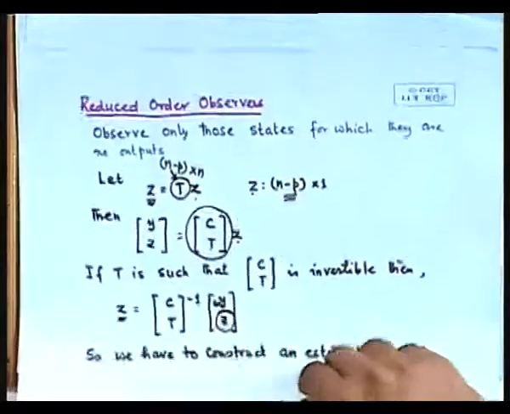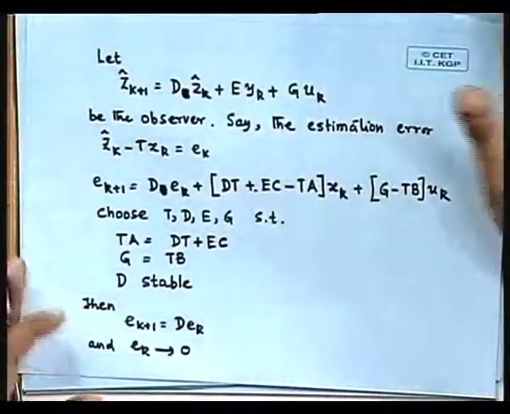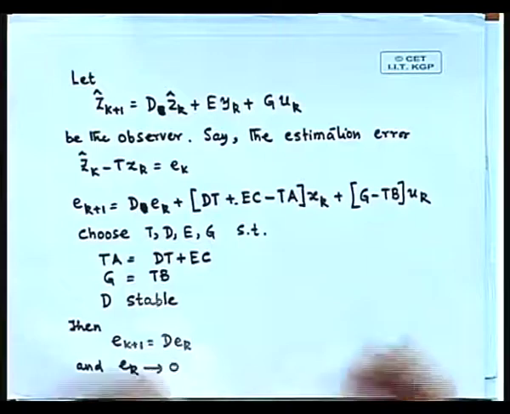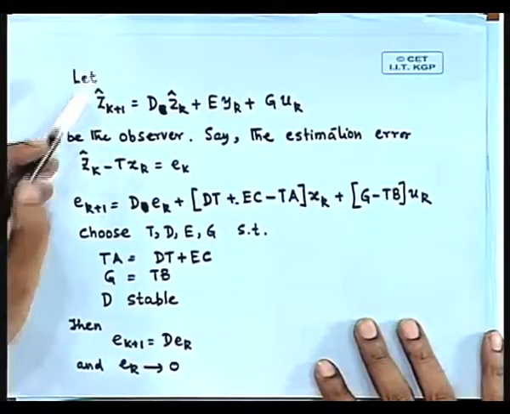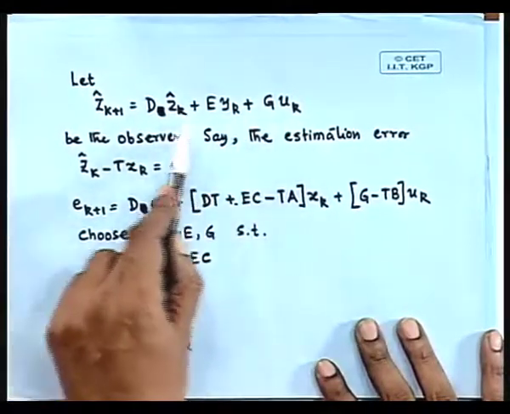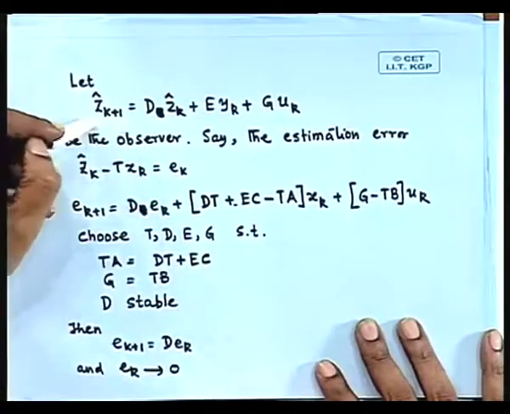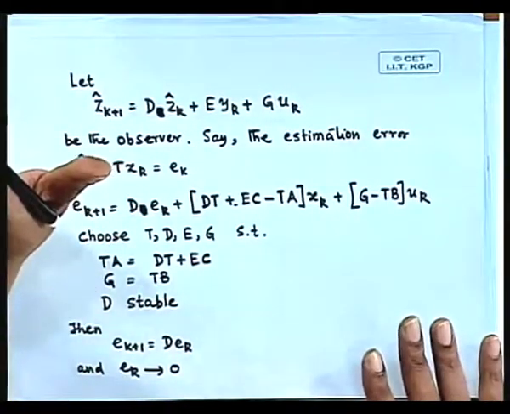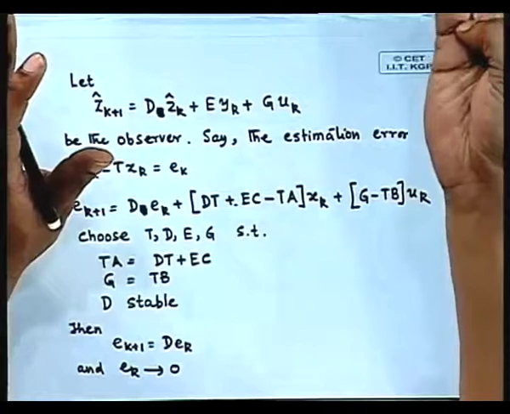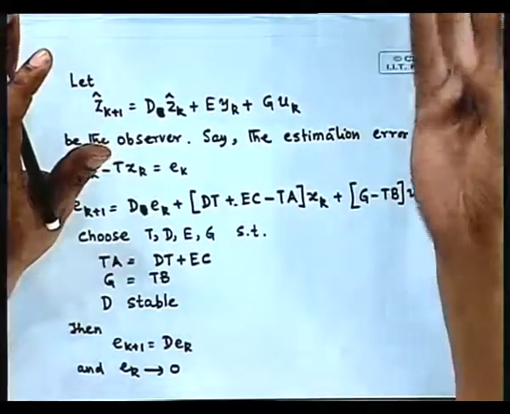Alright. So how do you do that? That's relatively simple. We will just finish it now. So let us construct an estimator. After all, if you want to use an estimator, what all can you use? You can use u values, you can use y values, and you can use the past estimate values. Other than that you do not have anything. So I am just assuming a linear structure of the estimator.